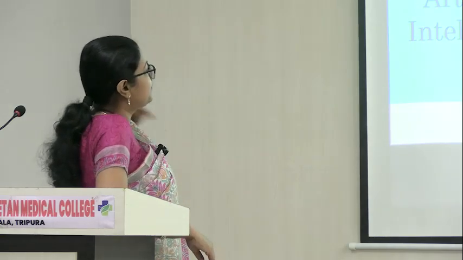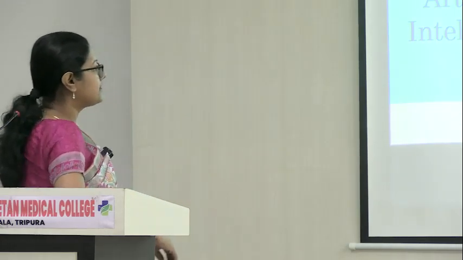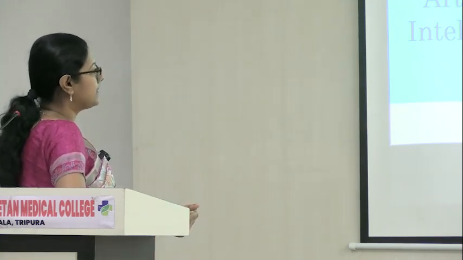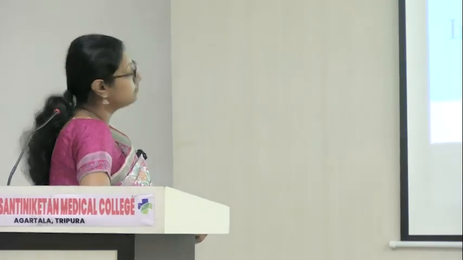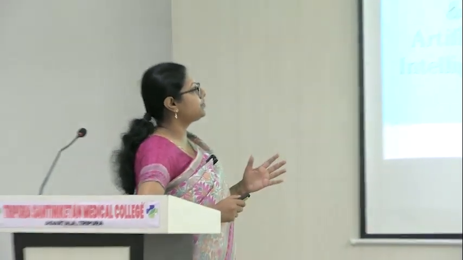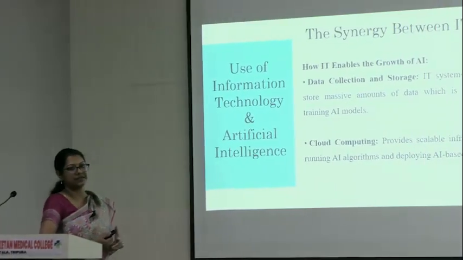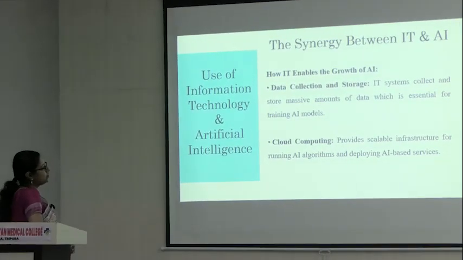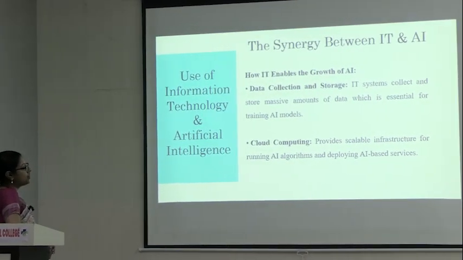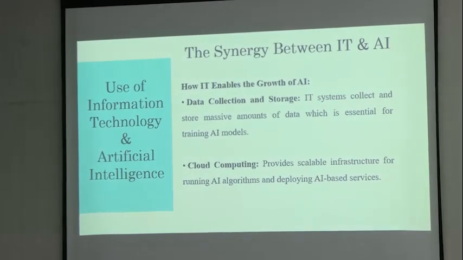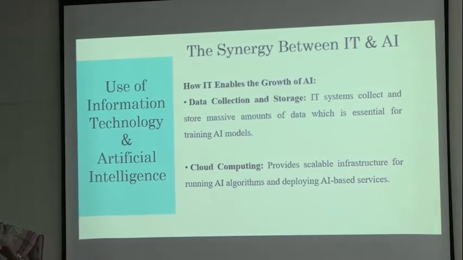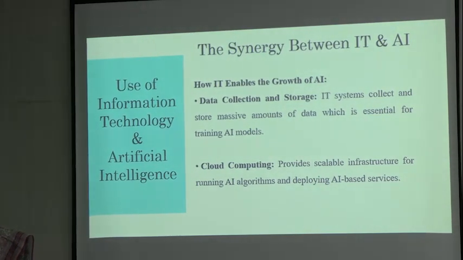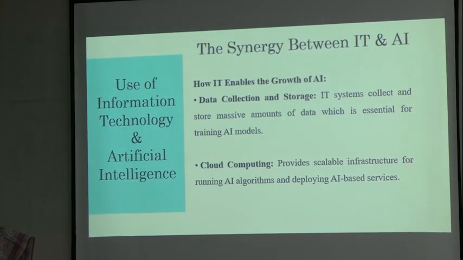Now another example is predictive analytics. These are AI-based systems that predict market trends, customer behavior, or even diagnose medical conditions. Now, the synergy between IT and AI: how are these two working in synergy? For data collection and storage, like I said before, information technology systems collect and store massive amounts of data, which is essential for training the AI models. The data is actually huge, very huge. All the data will be fed to the AI, and then whatever question we are asking it, it will give us reports.